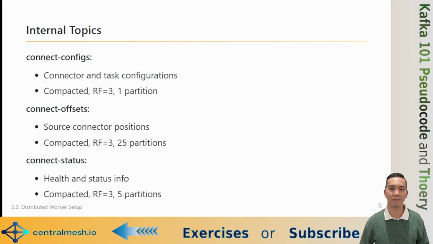The connect-offsets topic stores the progress of source connectors. This topic usually has many more partitions because lots of source tasks may be updating offsets simultaneously. Finally, the connect-status topic stores the health and execution status of connectors and tasks. This information is used for monitoring and coordination across the cluster. Together, these 3 topics provide all the shared state needed for distributed Kafka Connect.